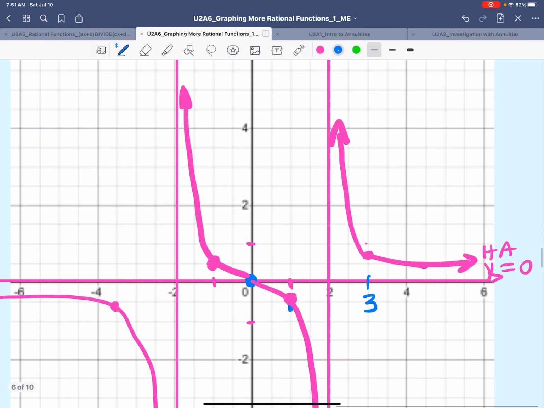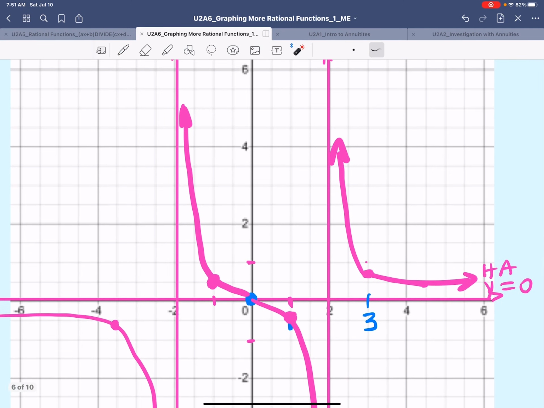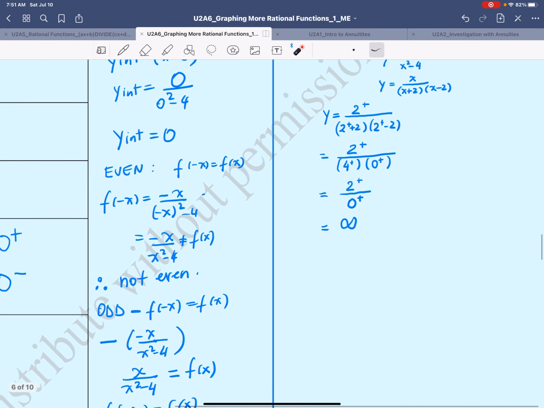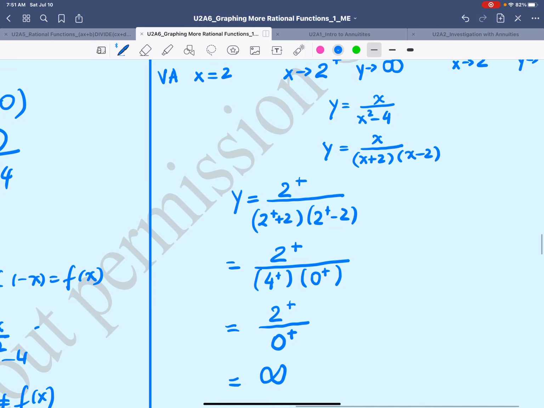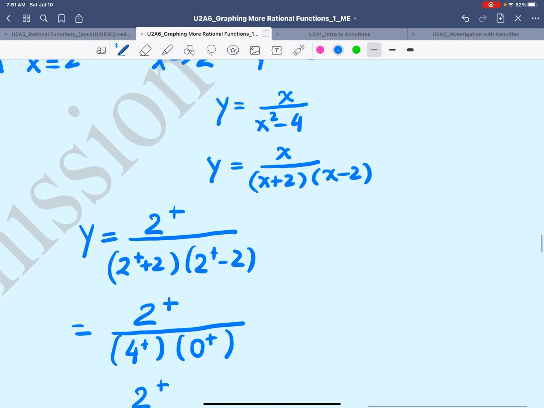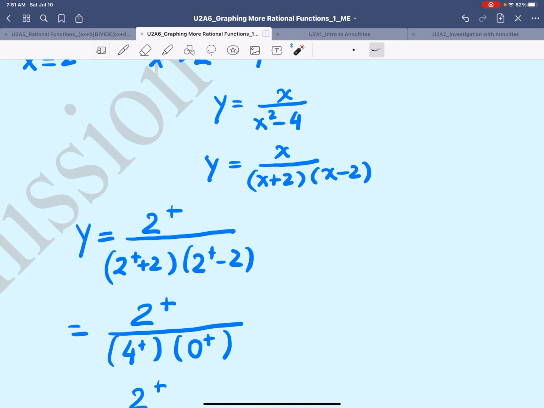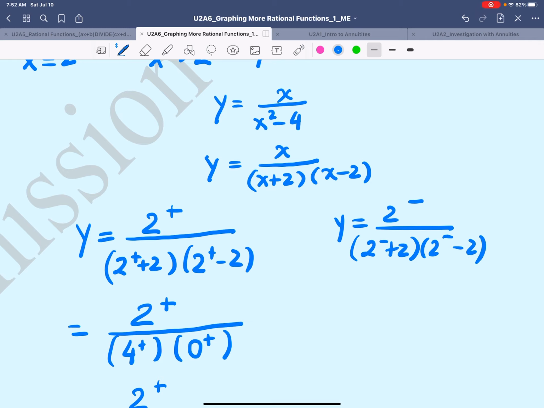And if you look at our graph here that we graphed using the practical method, the values of y do approach infinity as x approaches 2 from the right-hand side. And last, we are going to look into x approaching 2 minus. The same idea applies. We need to factor first, and we'll have y equals 2 minus over 2 minus plus 2, 2 minus minus 2.